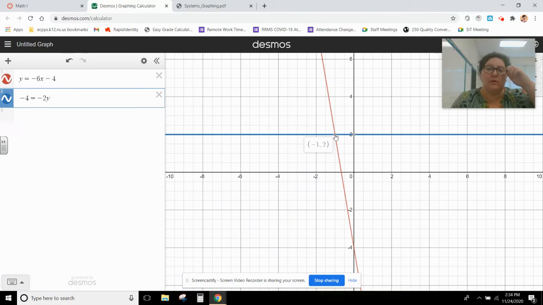And I will tell you, whenever you write these, because on your quiz for this lesson you're going to have to type this answer in, I expect to see the parentheses, negative 1, comma, 2, closing parenthesis.